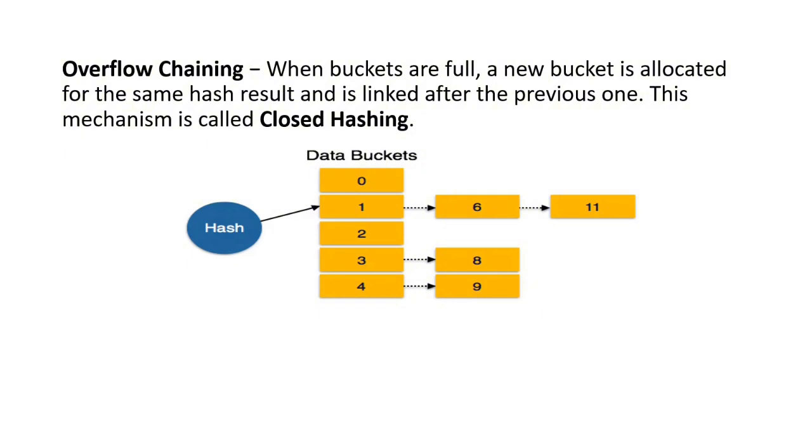We need to insert a value in the first address, which is already occupied by 1. Again we need to insert 6, which will be linked as a list, and again we need to link the 11th value, which is again placed in the linked list. This is one type of hashing when collisions occur. To avoid the collision we are using this closed hashing methodology.